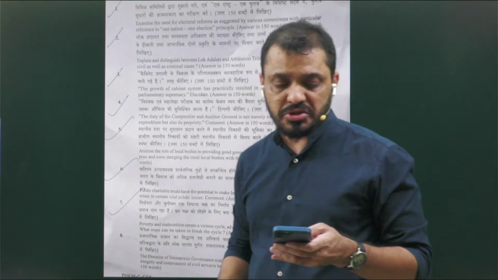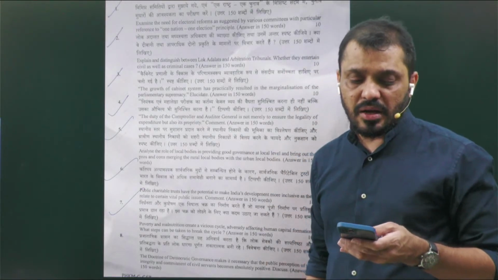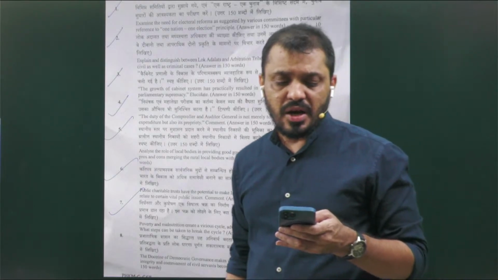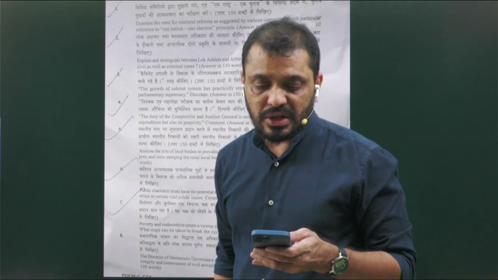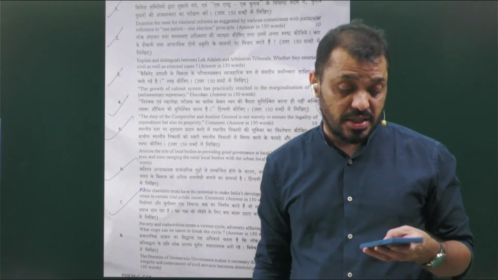Number 1, polity and constitution, governance and social justice, and IR. So overall polity and IR, political science and IR, is 175 marks weightage, 125 polity and 50 IR, and the rest of the marks are from governance and social justice. So this is the overview of the marks distribution from Gender Studies paper 2.